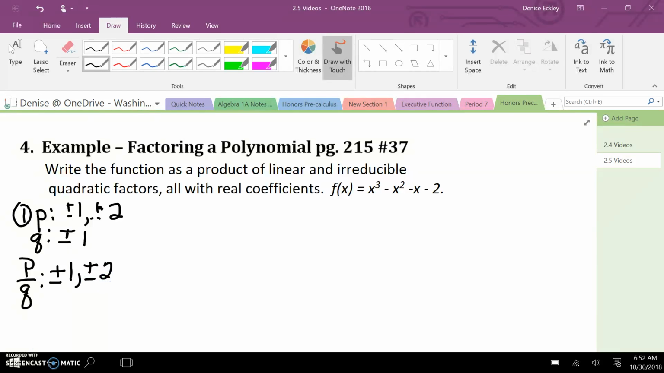Now we're going to use these factors, and we only have 4, to find a 0 using the factor theorem. So I tried a bunch of these out, and I found that f of 2 worked, gave me a 0. So now I'm going to use that in synthetic division to divide out that root.